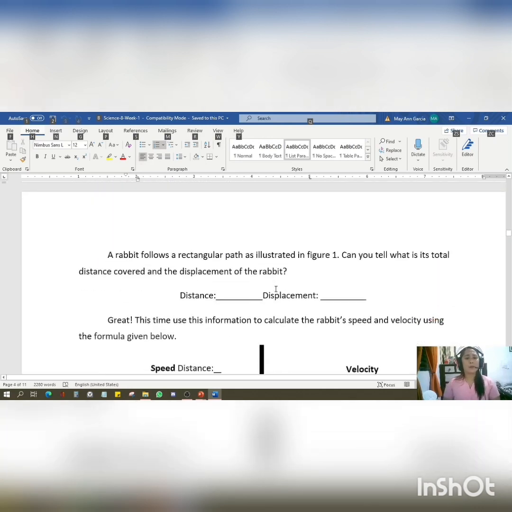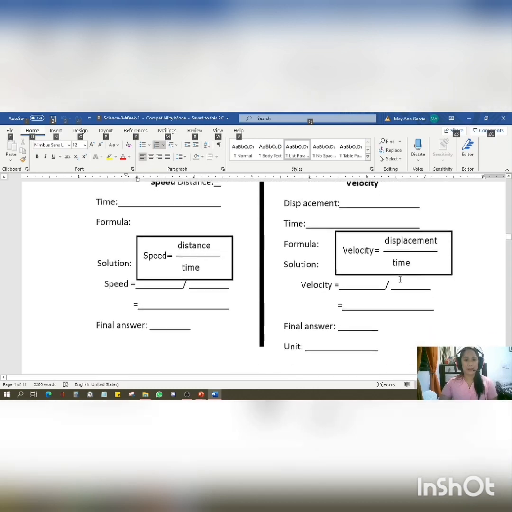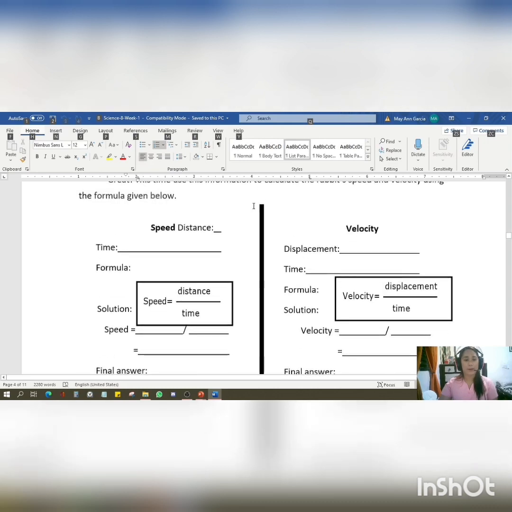A rabbit follows a rectangular path as illustrated in figure 1. Can you tell what is its total distance covered and the displacement of the rabbit? Please answer this activity. This is good for 5 minutes only. Then after that, we will check again your work.